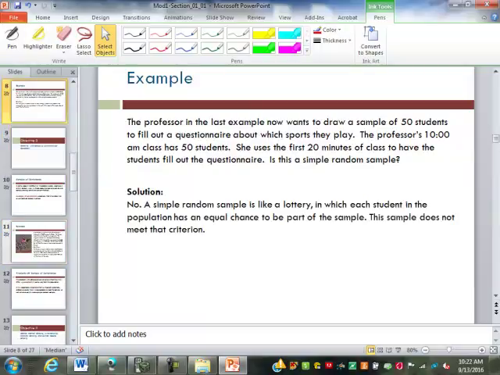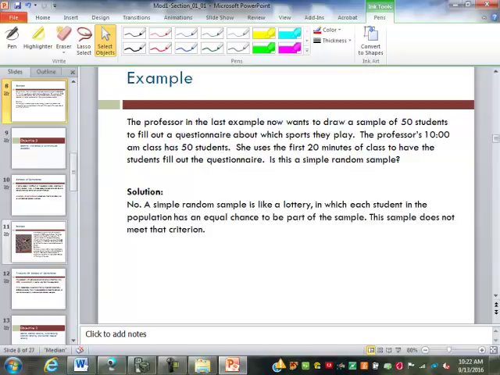So the professor in the last example wants to now draw a sample of 50 students to fill a questionnaire about which sports they play. The professor's 10 o'clock class has 50 students, so she just gives them 20 minutes to do the questionnaire. Is this simple random? No, it's not random. It's not simple random, and it is not even random because she chose a group.